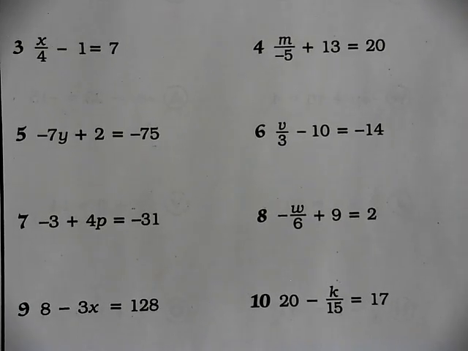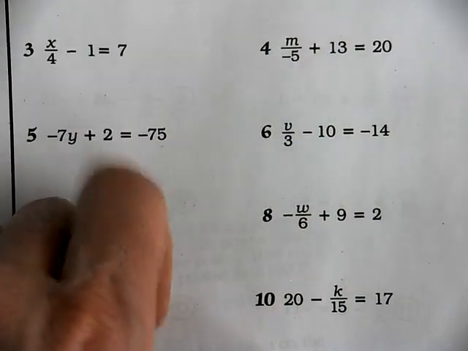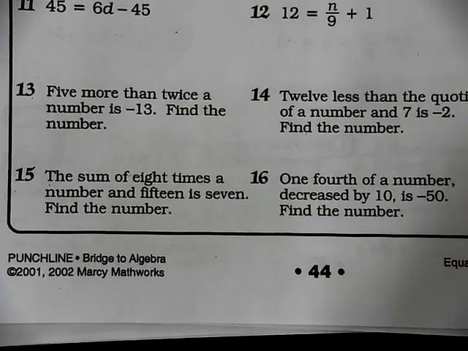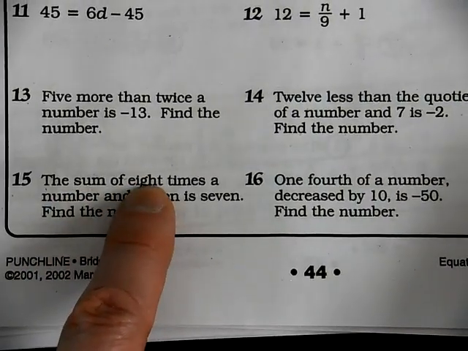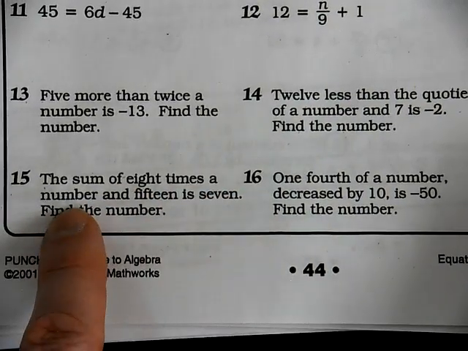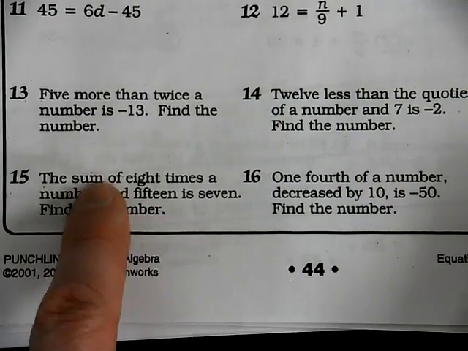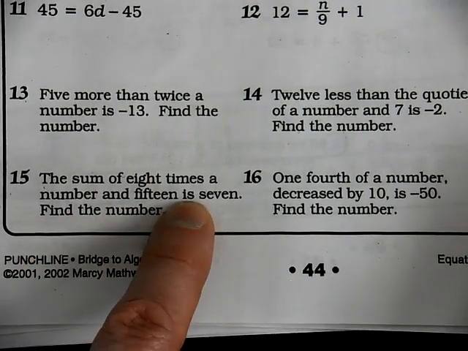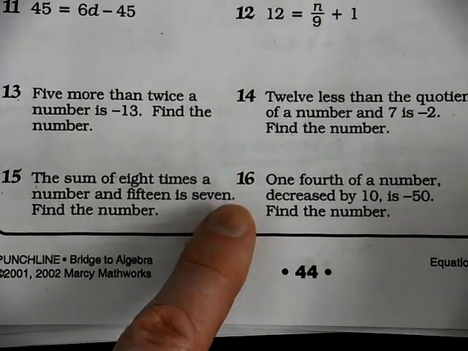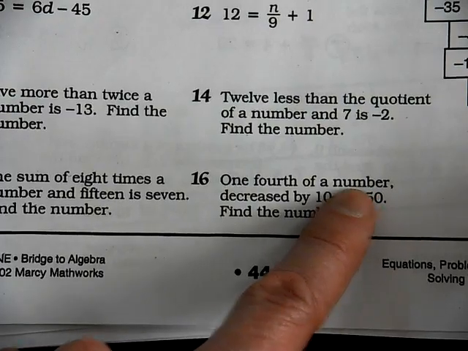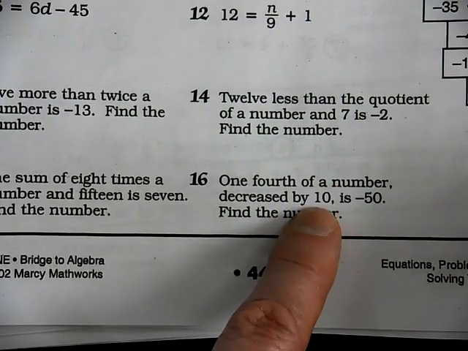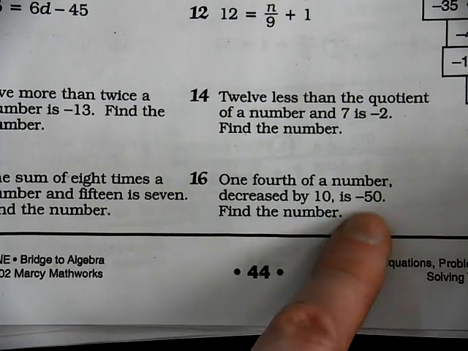And still some real simple ones. Add 1, multiply by 4, subtract 2, divide by -7. Then some word problems. The sum, that's adding, of 8 times a number, so 8x, and 15. So adding 8 times and 15, so 8x and 15, is going to equal 7. 1/4 of a number, so 1/4 times x, minus 10 is going to be -50. So you can write these equations. Give it a try.